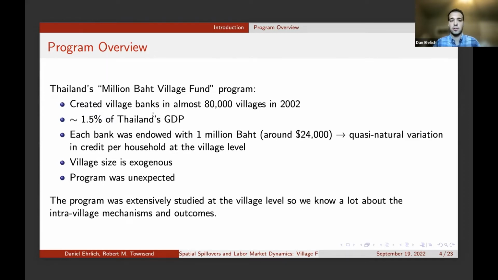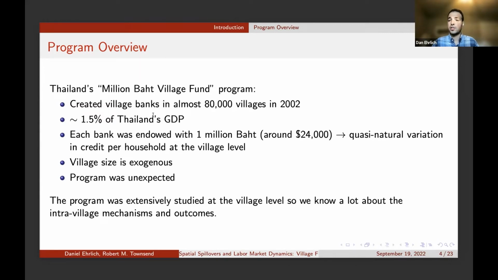equilibrium effects between villages. What makes this program nice to study, at least for us, is that every bank, and therefore each village, was endowed with the same amount of money, regardless of the size of the village. And it's going to be 1 million baht, which is around $24,000 in 2002 US dollars. This is going to generate quasi-natural variation in credit per household at the village level.